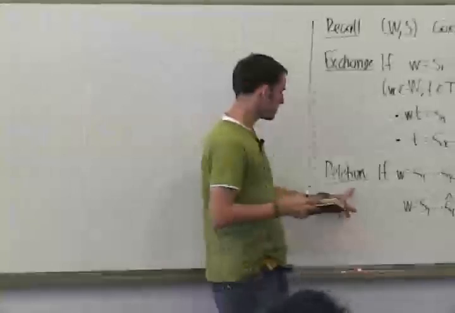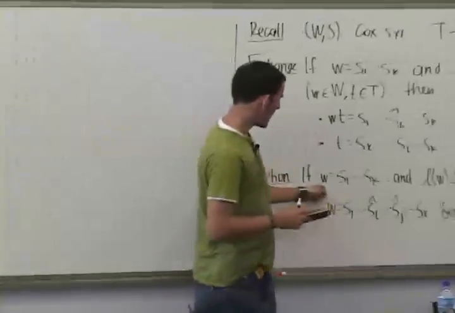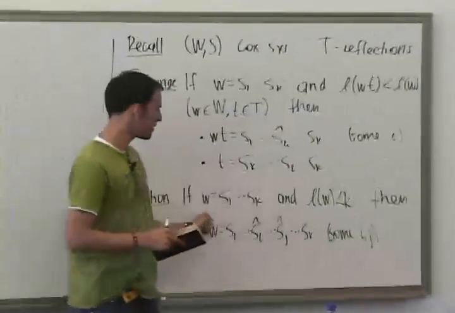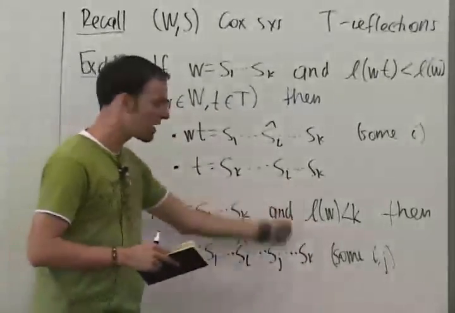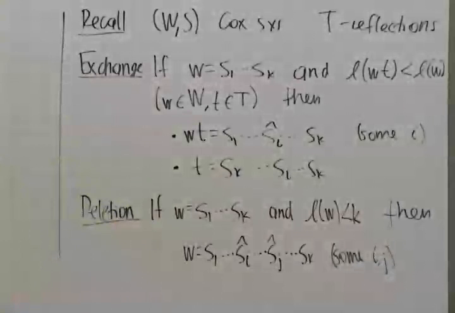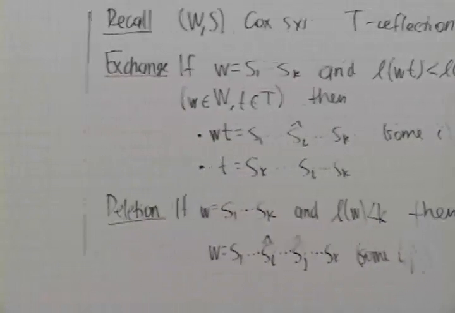And deletion. It says if we have a word for w and this word is not reduced, then we can reduce it by eliminating two of the letters in that word. So we're going to use these two things to prove properties of the Bruhat order.